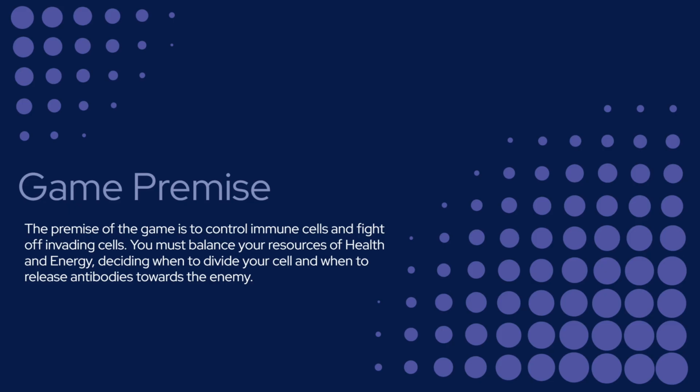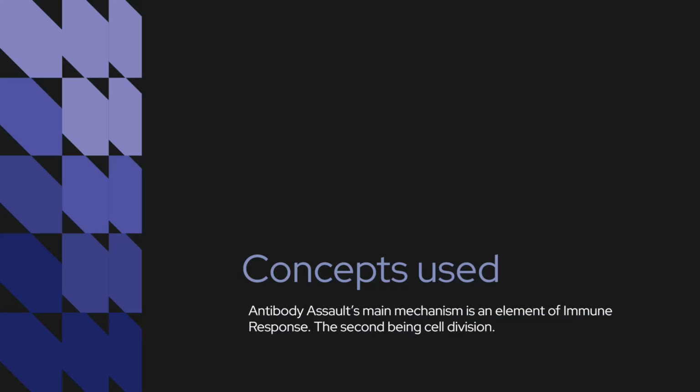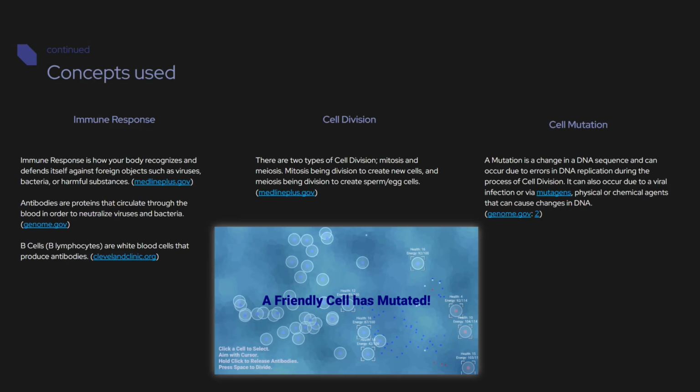So the premise of Antibody Assault is to control immune cells and fight off invading cells. You must balance your resources of health and energy, deciding when to divide your cell and when to release antibodies towards the enemy. Let's talk about some of the biological concepts used in Antibody Assault. The main mechanism revolves around a part of the immune system that releases antibodies. And the second big concept used is cell division. Let's talk a little more in detail about these concepts.